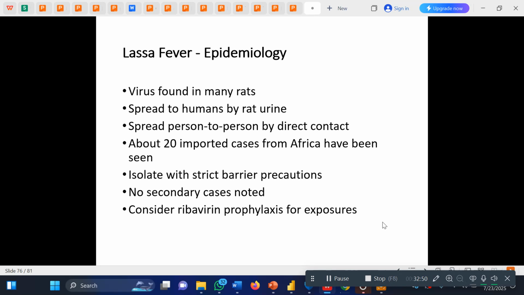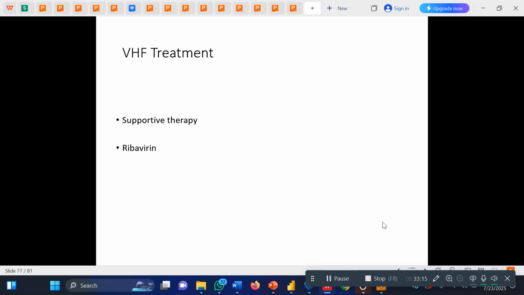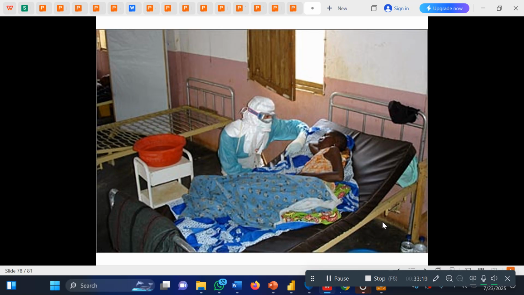Lassa fever virus is epidemiologically found in many rats and can spread to humans through rat urine. It spreads person to person by direct contact. About 20 imported cases from Africa have been seen. And it's important you consider ribavirin prophylaxis when there is exposure. Treatment is still supportive and ribavirin treatment.